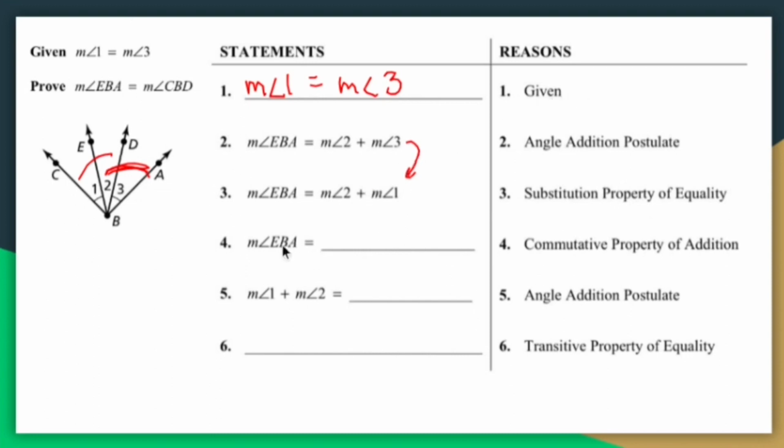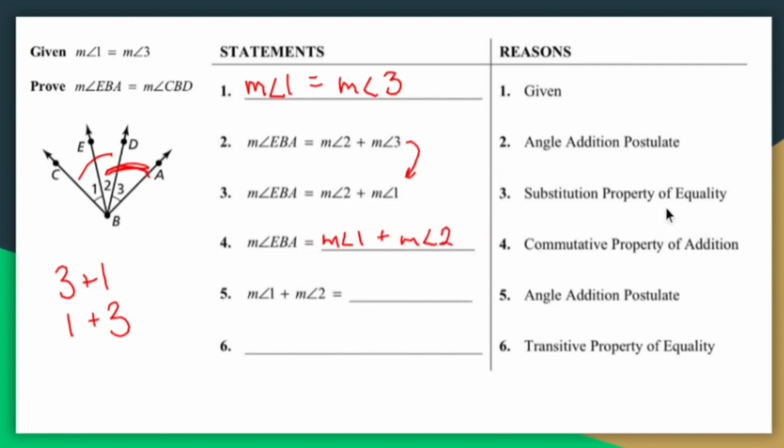So now it says the measure of angle EBA equals blank from the commutative property of addition. The commutative property of addition means that if you say something like 3 plus 1, it's the same as 1 plus 3. You're going to say this is extremely picky, and you're kind of right. But the difference between 3 and 4 is that 3 says 2 plus 1, and 4 is going to be 1 plus 2. Pointless? Yes. But many proofs are.